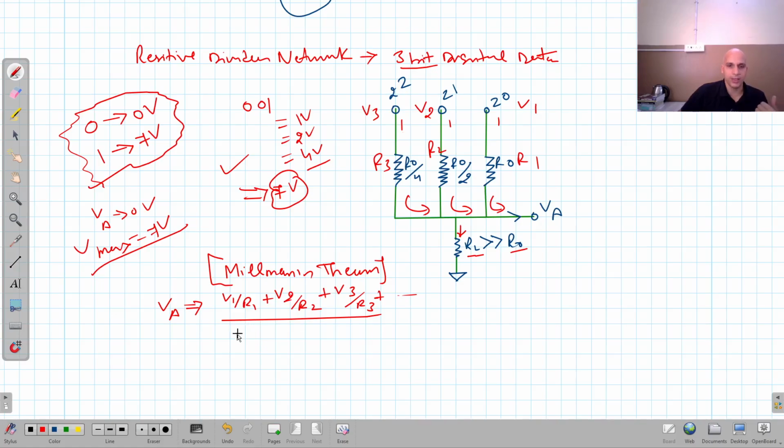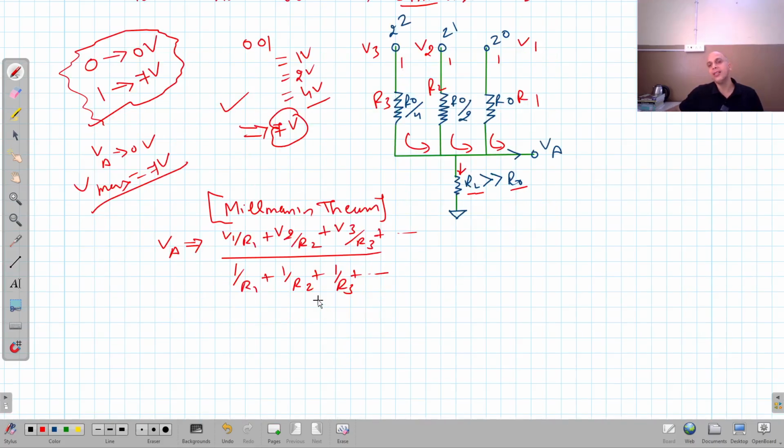Conductance means 1 upon resistance: 1 upon R1 plus 1 upon R2, 1 upon R3 plus so on. So this is Millman's theorem. It states that the net voltage appearing at a node in a resistive network is equal to the sum of the currents entering the node divided by the conductance of all the branches connected to the node, right? So it is possible to find the voltage in this circuit simply by replacing all the values.